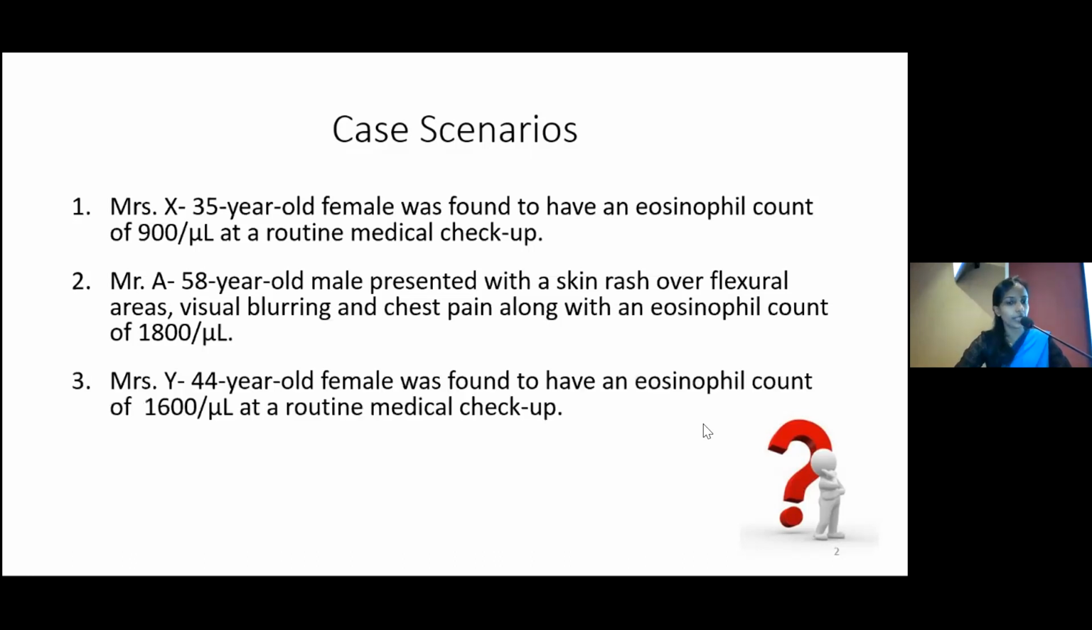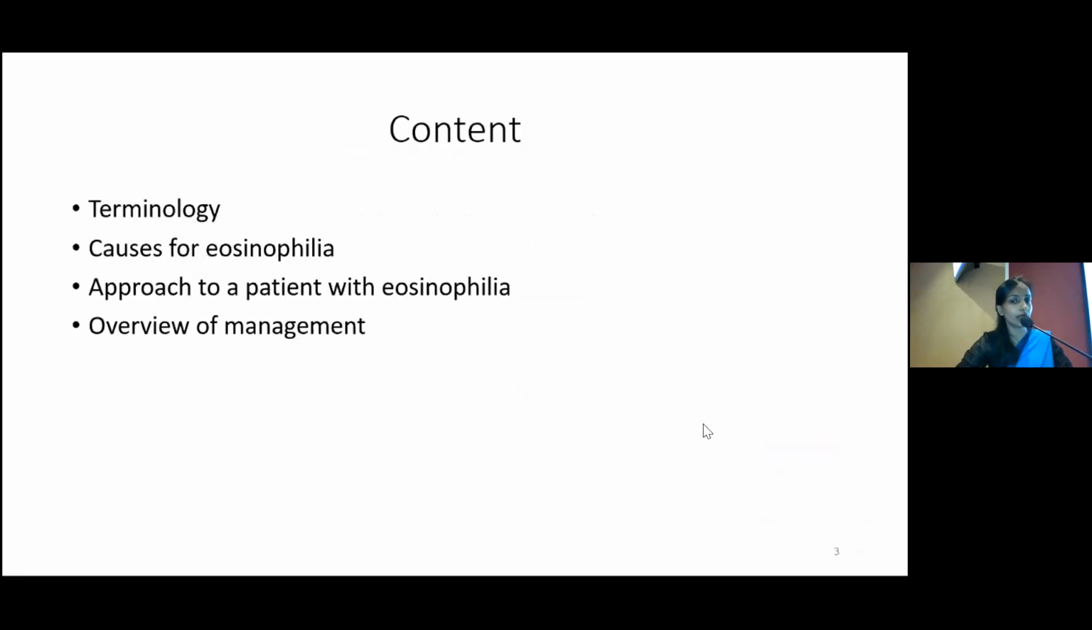And the third patient is Mrs. Y, a 44-year-old female who was found to have an eosinophil count of 1600 per microliter at a routine medical checkup. So how will you evaluate and manage each of these patients? I hope that all of you will be able to find accurate answers for these scenarios by the end of my presentation. The content of my talk includes the terminology, causes of eosinophilia, an approach to a patient with eosinophilia, and finally, an overview of management.